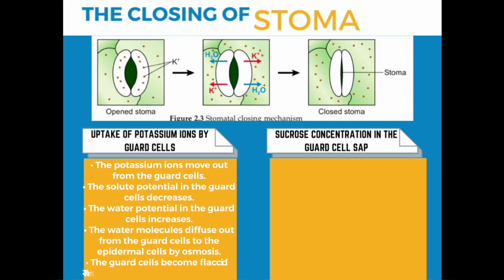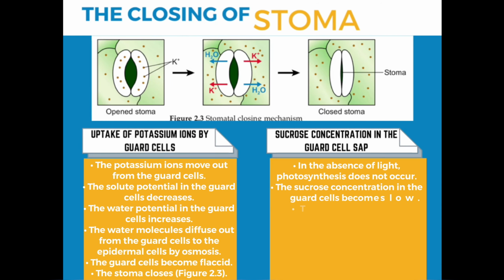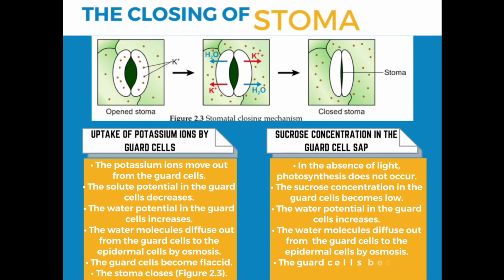For the closing of stoma, the uptake of potassium ions by guard cells, the potassium ions move out from the guard cells. The solute potential in the guard cells decreases. The water potential in the guard cells increases. The water molecules diffuse out from the guard cells to the epidermal cells by osmosis. The guard cells then become flaccid. Then the stoma closes.